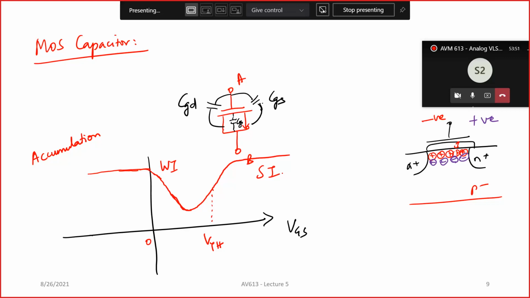And when we talk about VGS, we are talking about the voltage between the gate and the source. So the source may be at a higher potential. Both potentials will be positive, but the source is at a higher potential than the gate. Now, what does this tell us? So there is both an advantage as well as a disadvantage.